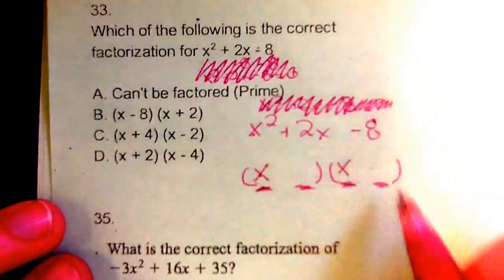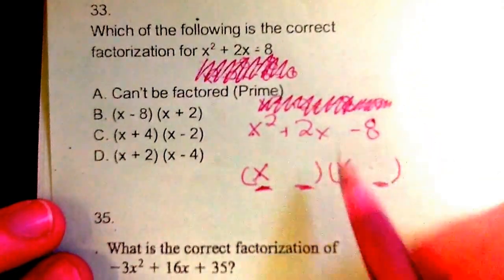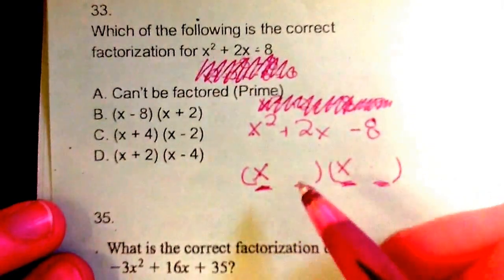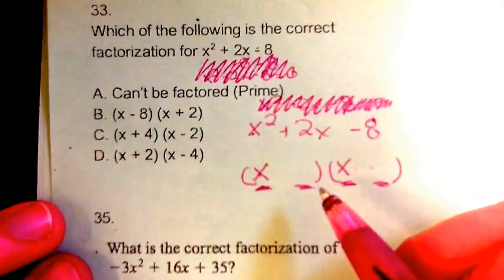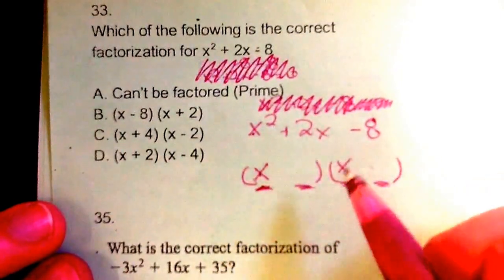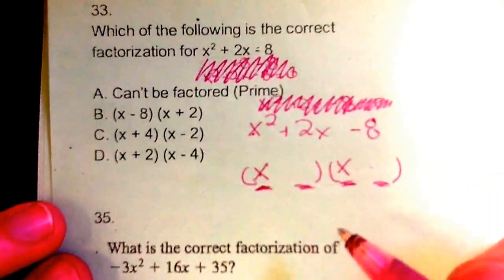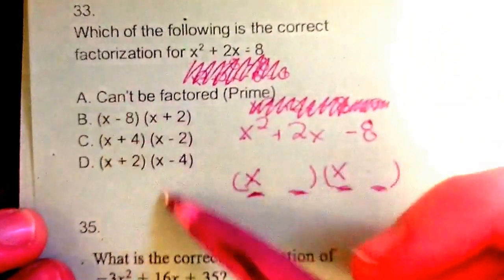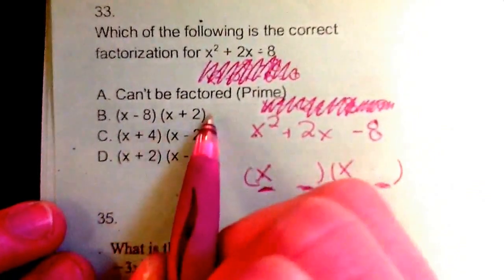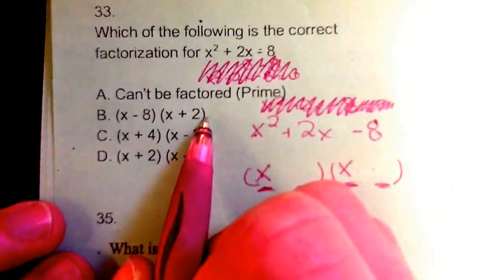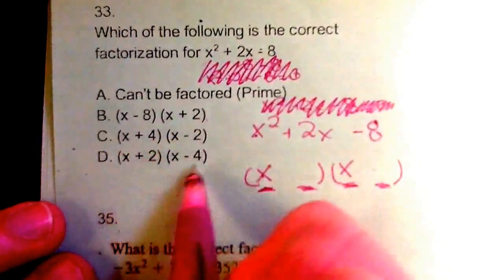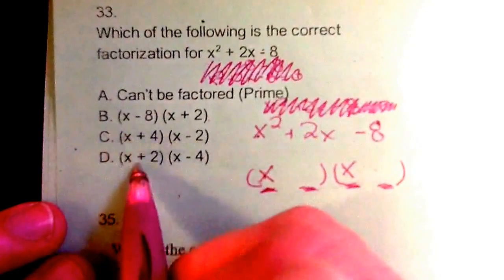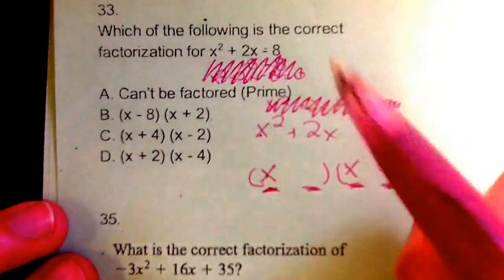I also know that my last two need to multiply to negative 8, so I have some choices. I could do 2 and negative 4, 4 and negative 2, or 8 and 1, or that's pretty much it. So if I look at my choices, I know that 8 and 2 can't work because if I multiply those two, I get 16. If I multiply these two, I get negative 8, and if I multiply these two, I also get negative 8. So it's probably going to be one of these two. Either that or it can't be factored.